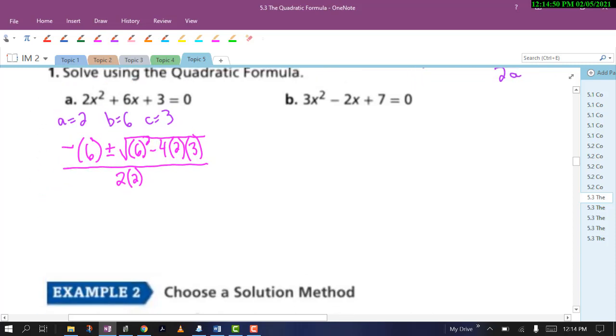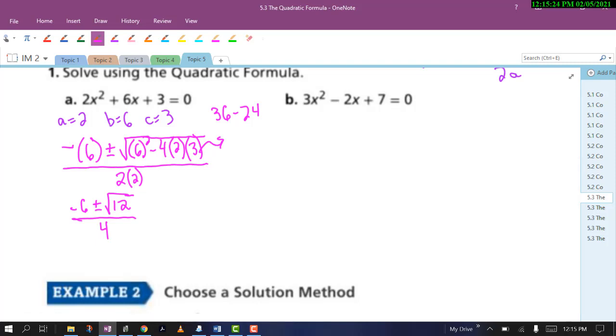And then from there, we need to simplify it a little bit. So negative 6 is negative 6. Inside our square root, 6 squared is 36. 4 times 2 is 8, times 3 is 24, and it's minus 24. So we get root 12 here. And of course 2 times 2 is 4. Now, you cannot simplify that root 12 with a 4. The root 12 is all inside the radical. It can't come out and play with the 4. So we need to simplify that.